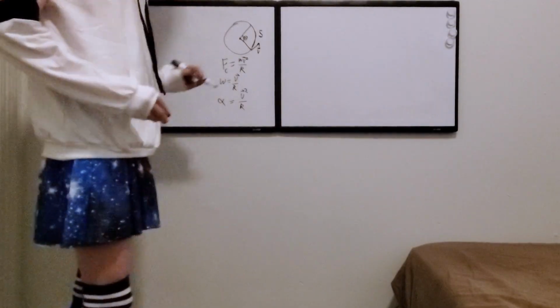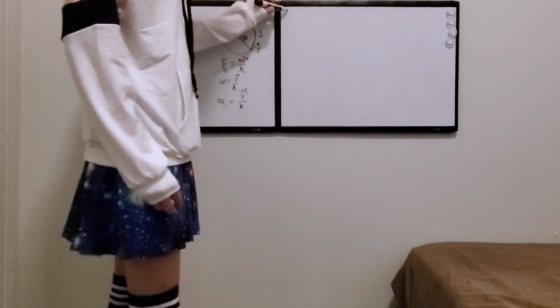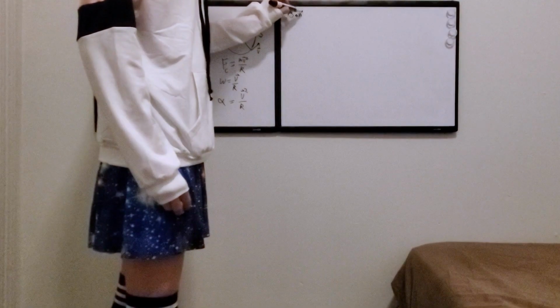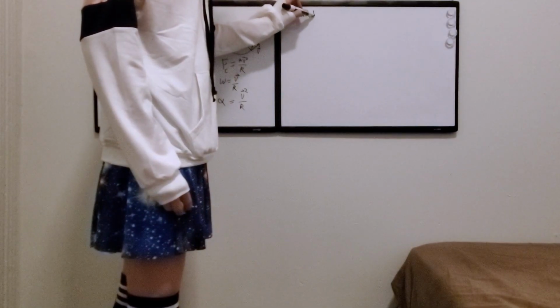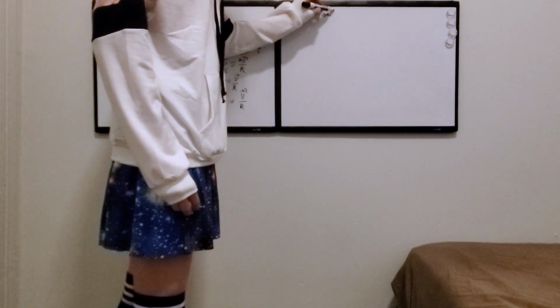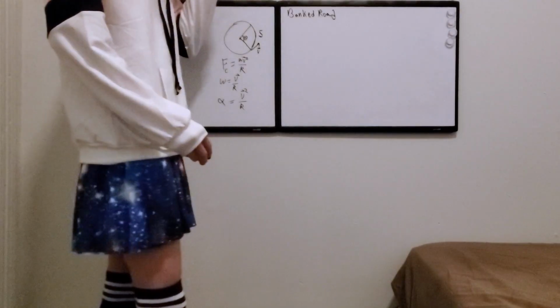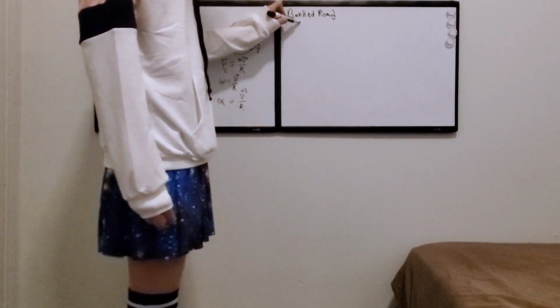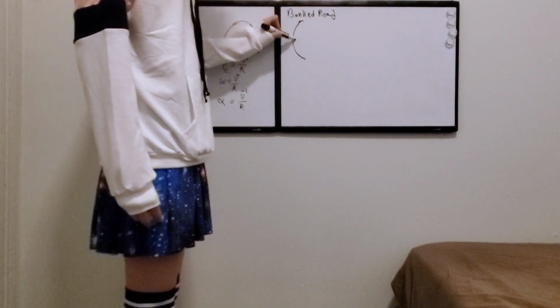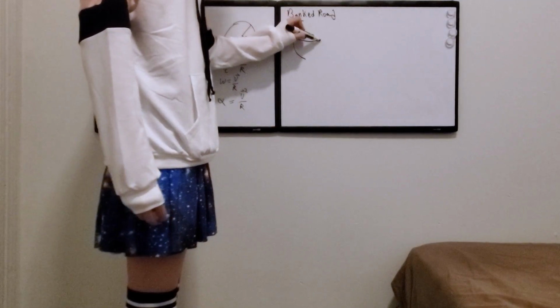So the example problem we're going to do today is a banked road. So let's say you had a road and it looked like this. It was circular and it's got some radius r.